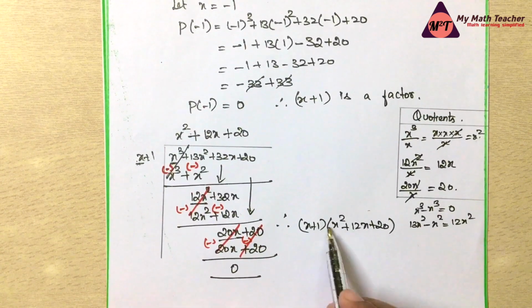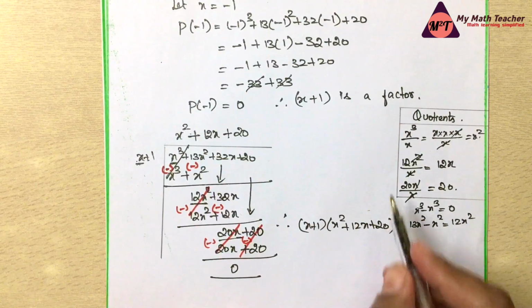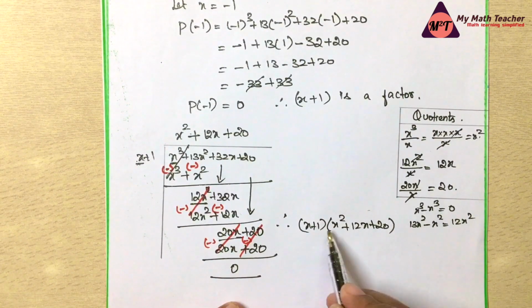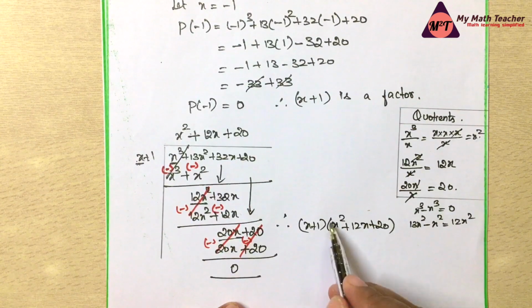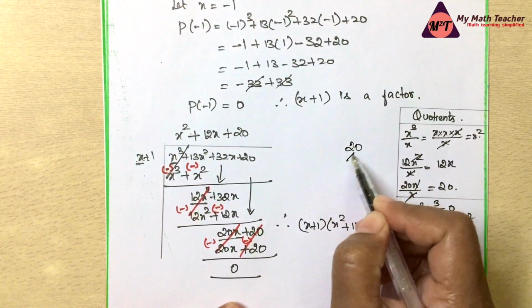Okay, let us find the answer for this one. X square plus 12x plus 20. Now simply we can find the factors. Right, multiply 1 into 20. 1 is the number which is here. So if it is not mentioned, which we know, it is 1. 1 into 20, it is 20.